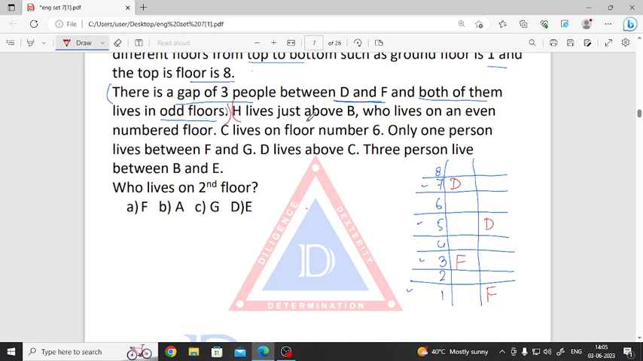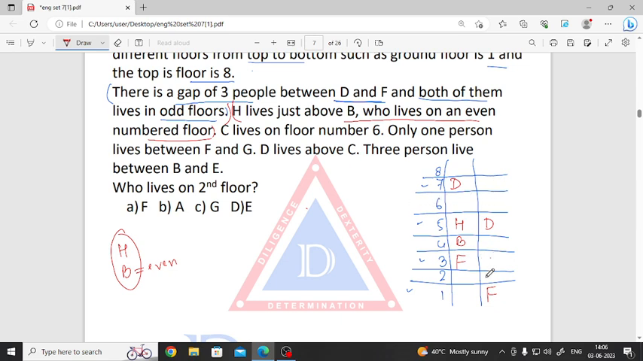Then H lives just above B. H can be here, B can be here. We do not know. I am just writing here. H is just above B. Then B lives on an even numbered floor. So B is on an even floor. If H is here, B is not even. If H is here, B over here is not even, then we get only here. B is on an even numbered floor. Then if H is here, B is not here. If H is here, B can be here.